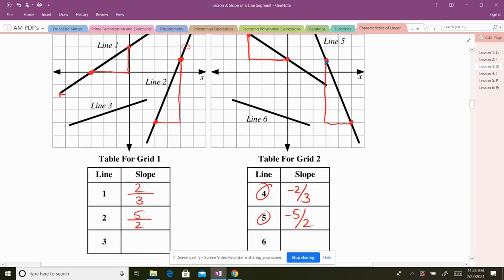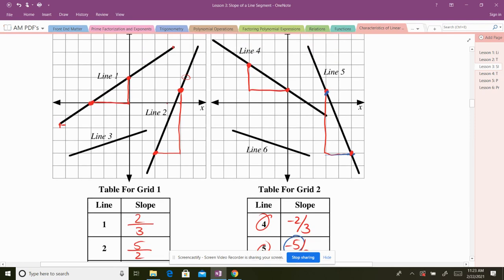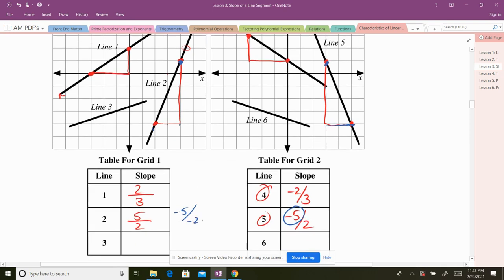Everything in this one, because if you did the rise over run, you're going down 1, 2, 3, 4. That's why it's negative 5. But you're going to the right when you count on your run, so it's positive. So it's a negative over a positive, which stays negative. Whereas if I did this grid, if I started here, I'd go down 1, 2, 3, 4, 5, negative 5, and then to the left 1, 2, over negative 2, which is still negative 5 over 2.